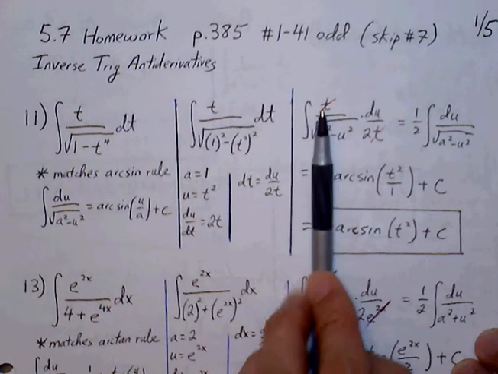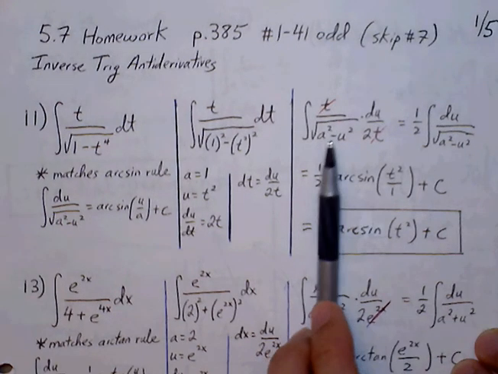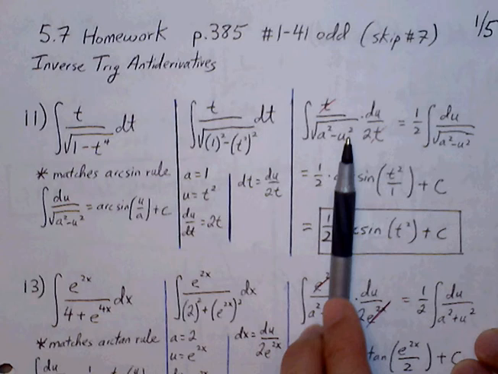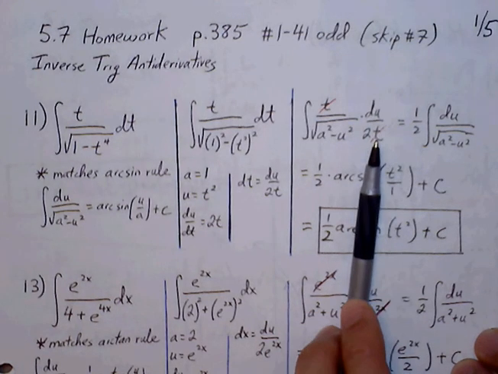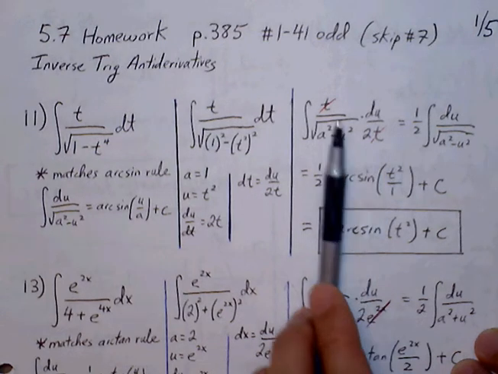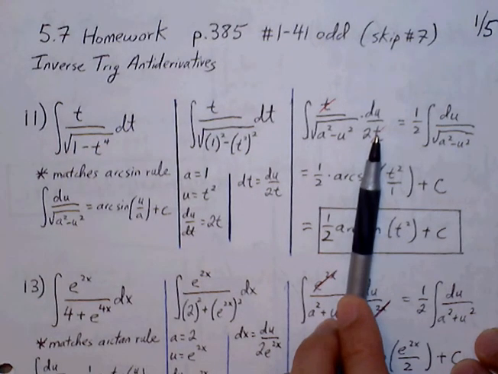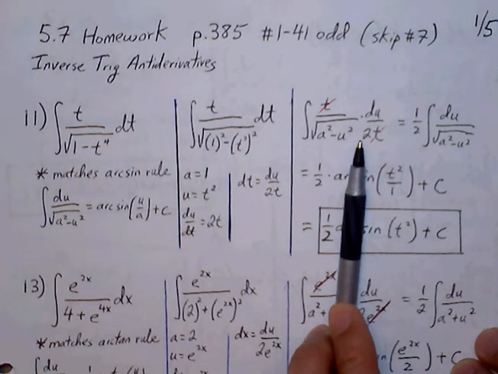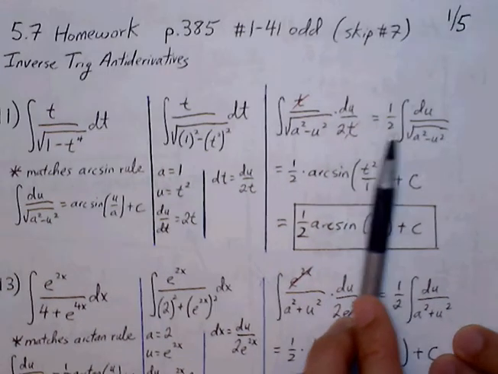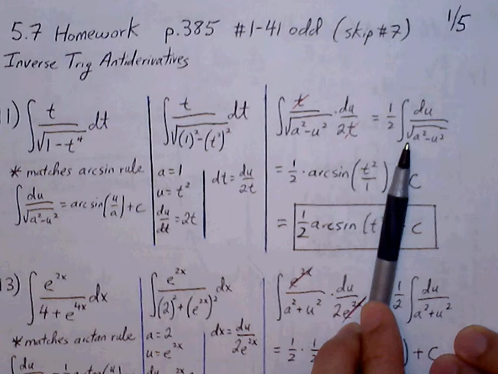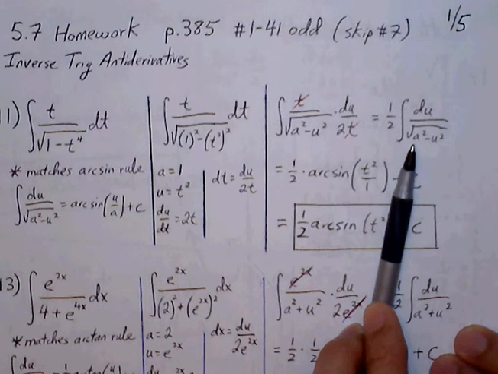Initially, our integrand is going to stay as t over the square root of a squared minus u squared. Dt gets replaced with du over 2t. Okay, and we see that the t's will cancel out for us. And we can pull this 2 out in front of the integral sign. So 1/2 times the integral of du over the square root of a squared minus u squared.